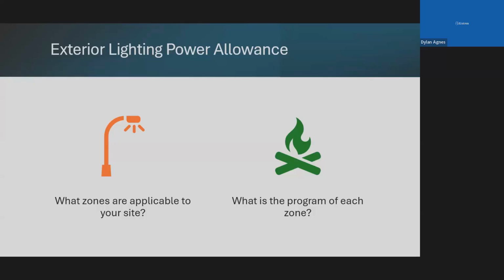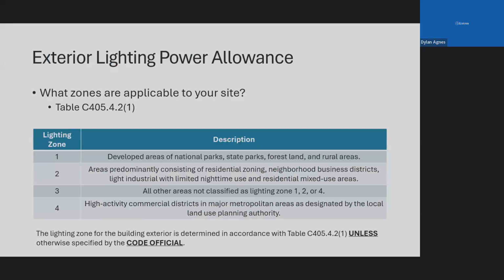Okay. What is the program of each zone? So these zones have not changed from 2018 to 21 or 24. So zone 1 is developed areas, national parks, state parks, forest lands, rural areas. 2 is areas predominantly consisting of residential zoning, neighborhood business districts, light industrial with limited nighttime use, residential mixed use areas. 3 is all the areas not classified in 1, 2, or 4. So if you don't fit in 1, 2, or 4, then you go to 3.